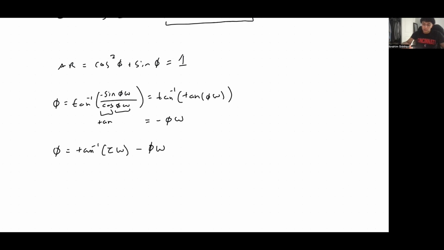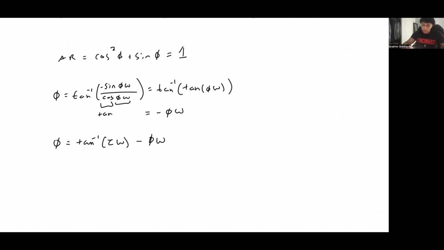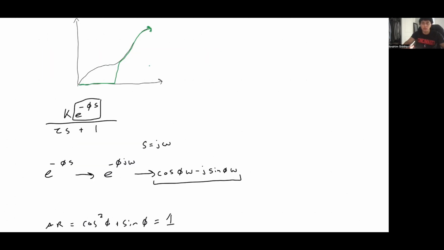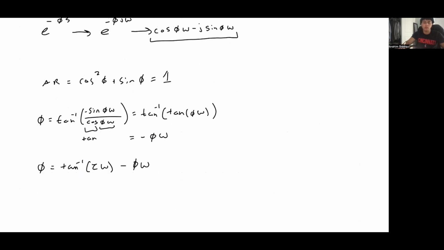So that pretty much sums up how this first order system with time delay may become unstable with proportional only control. That comes back to how we introduce these terms of omega and our time delay, and how that is only applicable when we have proportional only control. So that completes our part A for homework 5, and we can move on to part B.